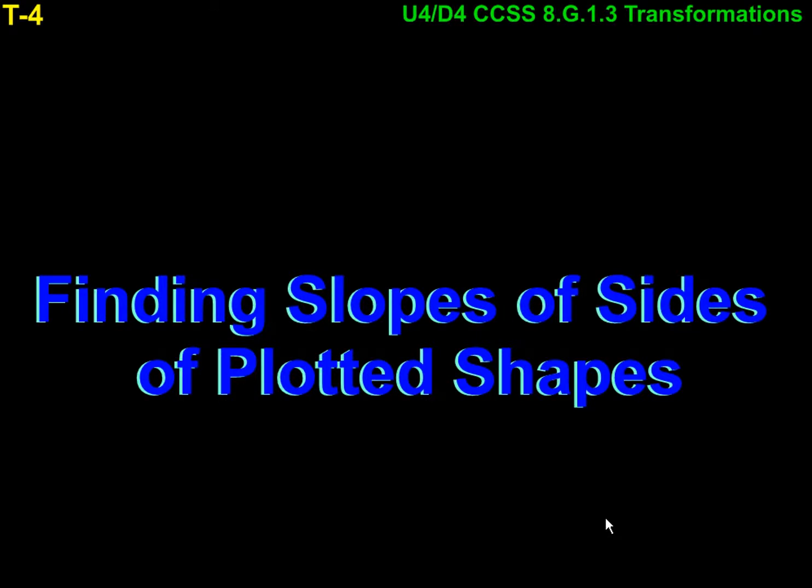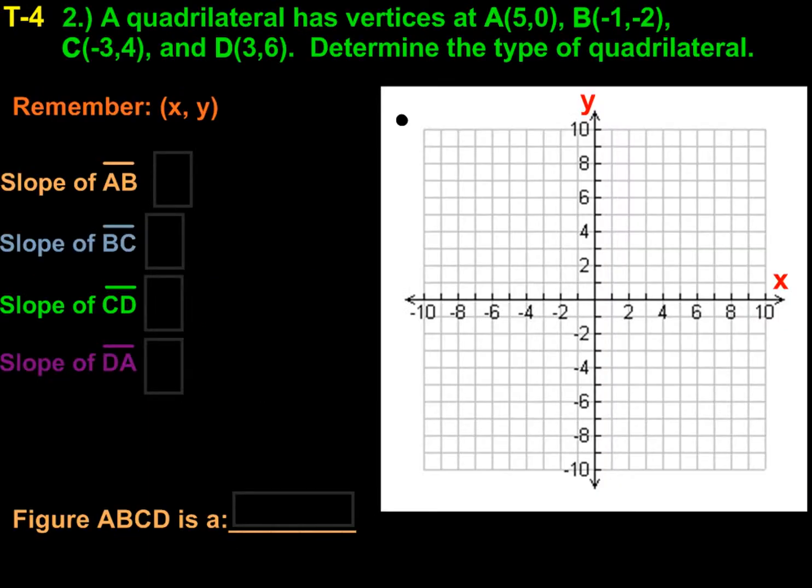Tonight's homework is T4, Finding Slopes of Sides of Plotted Shapes. We'll start with question number 2. A quadrilateral has vertices at A (5, 0), B (-1, -2), C (-3, 4), and D (3, 6). We need to determine the type of quadrilateral.